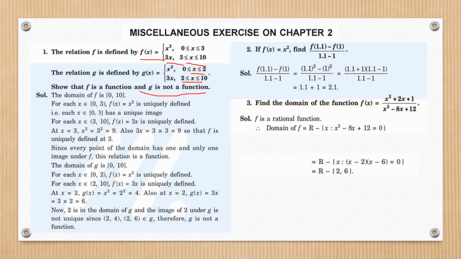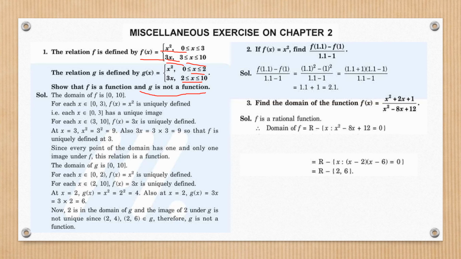And you have to mean all other values are different. Definitely for values between 0 to 3, the function is defined as x square. From 3 to 10 it is defined as 3x. Similarly for g(x). So just one check will help me to solve this question.